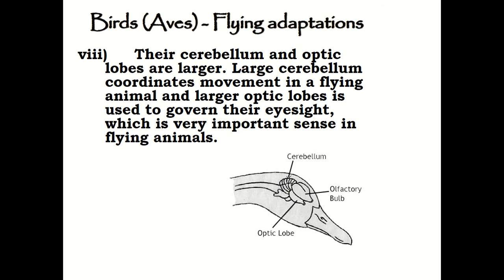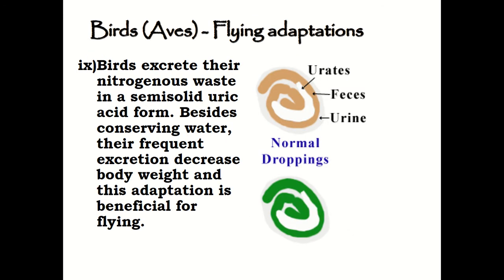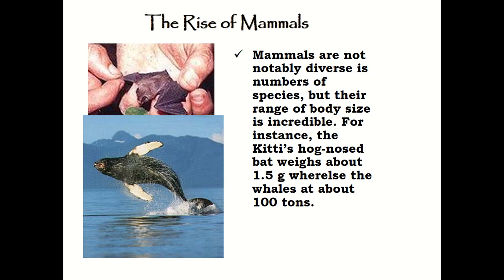Meanwhile, the larger optic lobe is used to govern their eyesight, which is very important for them to sense during flying. Birds also excrete their nitrogenous waste in a semi-solid uric acid form. This semi-solid uric acid form helps to conserve water. Their frequent excretions also decrease their body weight, and this adaptation is beneficial for flying.